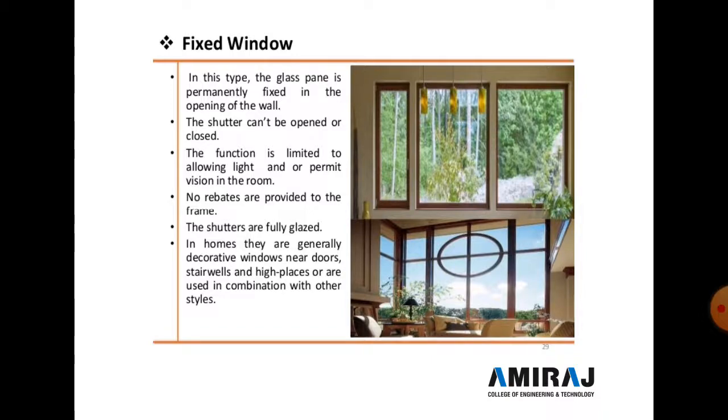In this type of window the glass panel is permanently fixed in the opening of the wall. So here no shutter is opened or closed. This type of window is generally used for getting light from the outside, and no ventilation facility is provided in a fixed window.